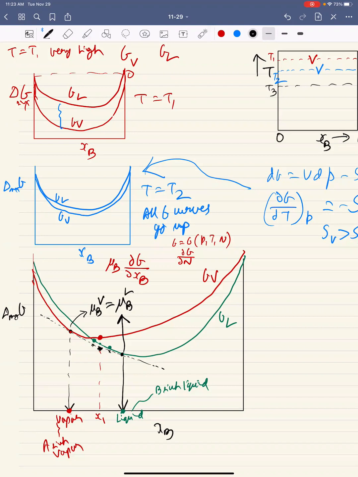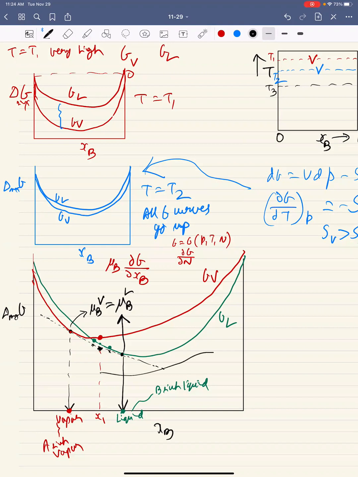And also, when you draw the common tangent, there are many points that do not lie on the two curves. So how do you physically relate those points? For example, the point x1. You are saying that it belongs to a mixture, but how do you physically relate it?